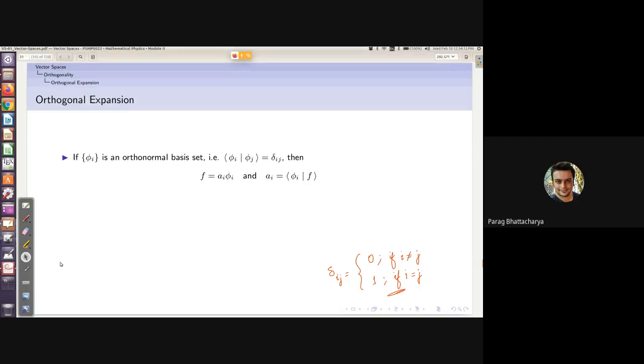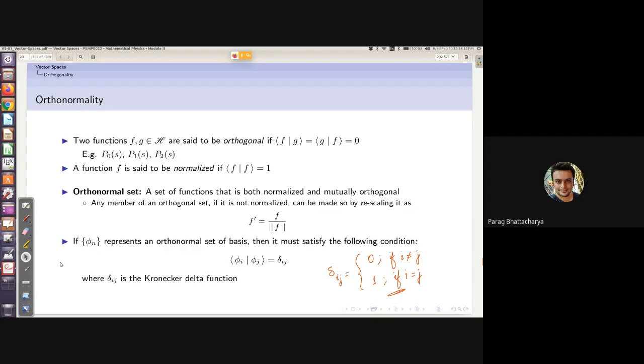So let me stop here. This will be a good time to stop, because next we will be doing how we can expand a function using an orthogonal set of basis vectors, the general prescription of doing this orthogonal expansion. So that's what we'll be exploring next.